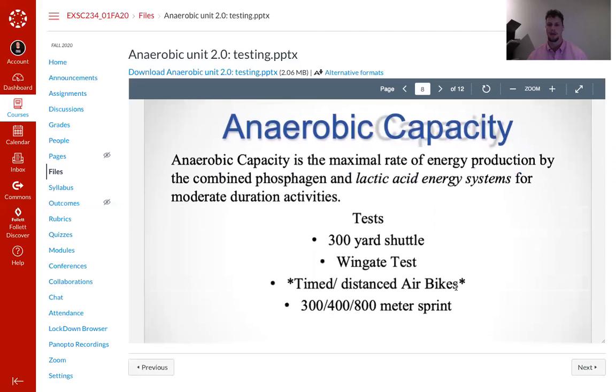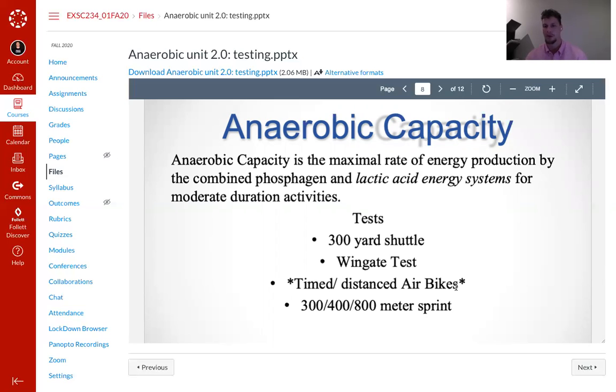Then we have anaerobic capacity. All of these definitions are, once again, very important because the first step in learning is memorization. So being able to memorize the definition and then later apply more complex concepts to it is the true measure of deeper learning. So anaerobic capacity is the maximal rate of energy production by the combined phosphagen and lactic acid energy systems for moderate duration activities. We can break that down and simplify it very much.